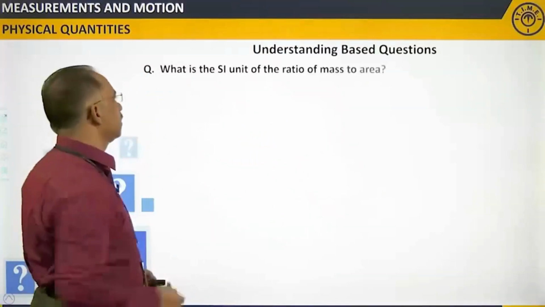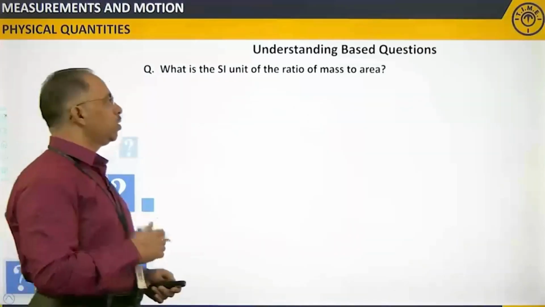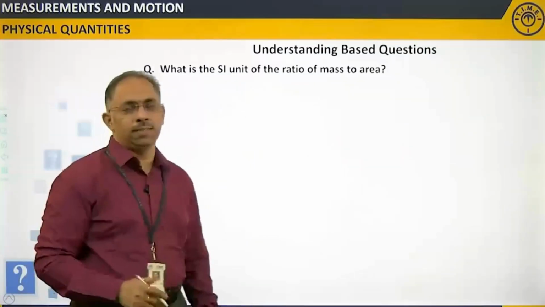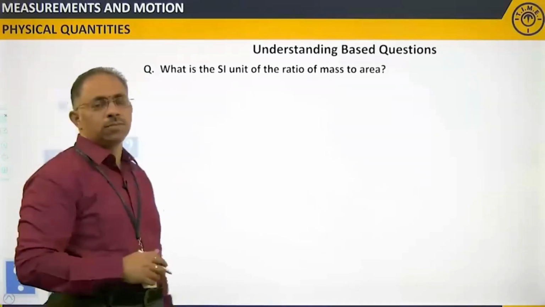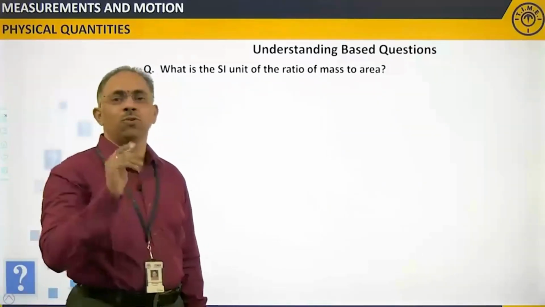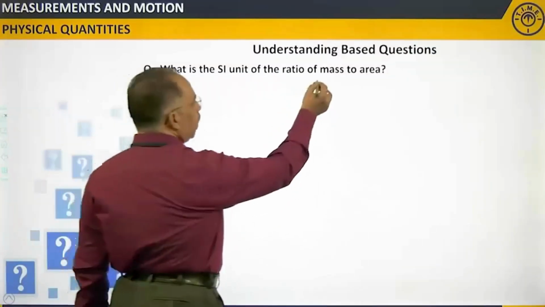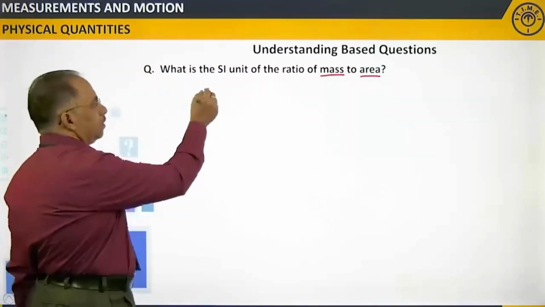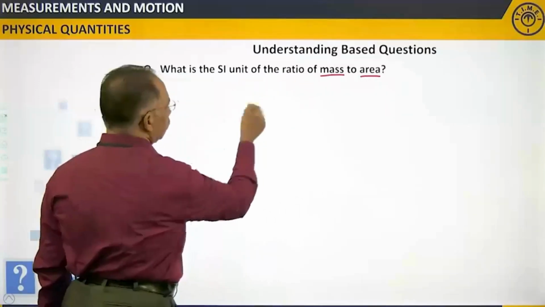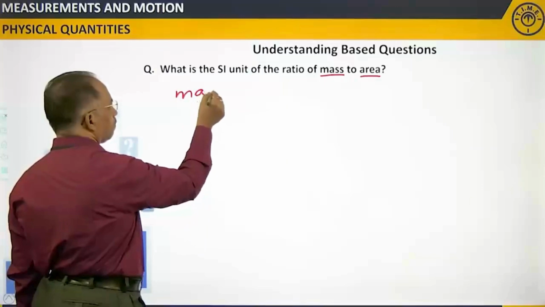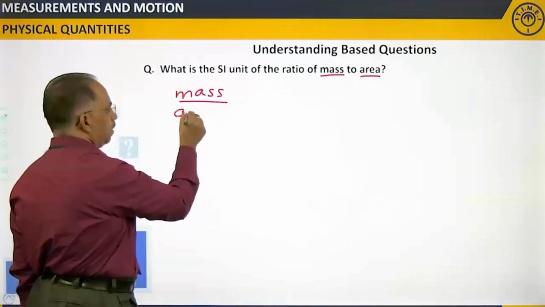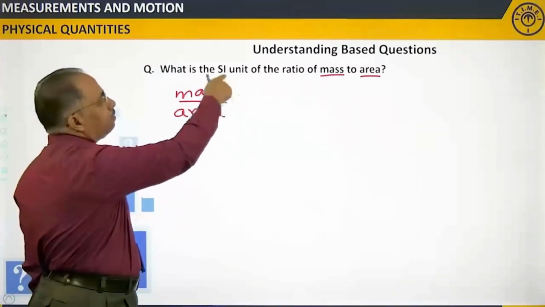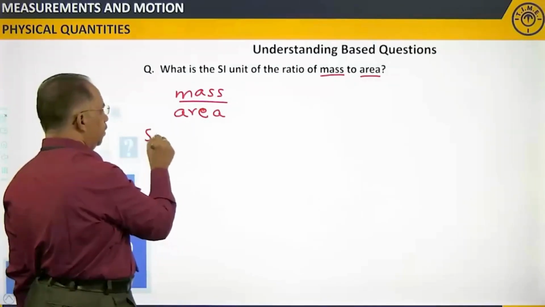Okay. First question is this. What is the SI unit of the ratio of mass to area? What is given here? So, here we are talking about the ratio. Ratio of what? Of 2 physical quantities. What are the physical quantities? One is the mass and the other is area. Okay. Let us put it this way. What is the SI unit of the ratio of mass to area? So, I will write first mass divided by area. Okay. So, I want the SI unit of this ratio. That means, this will be the SI unit of this particular quantity.